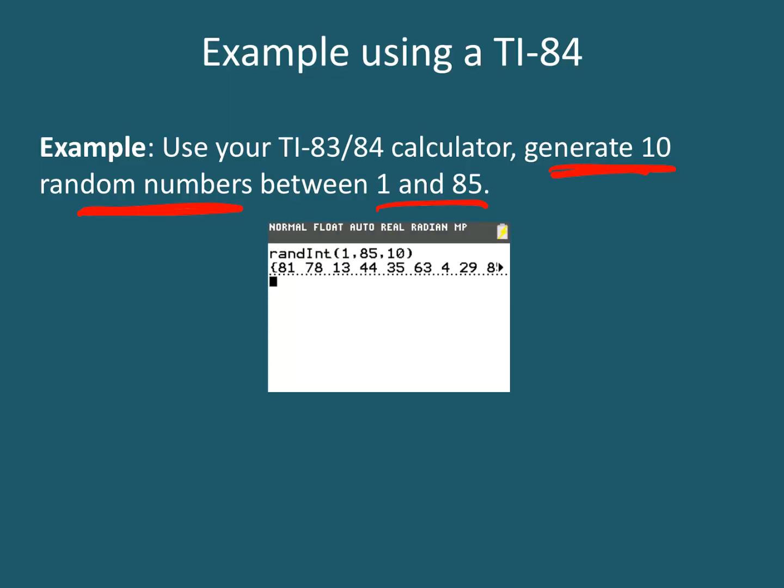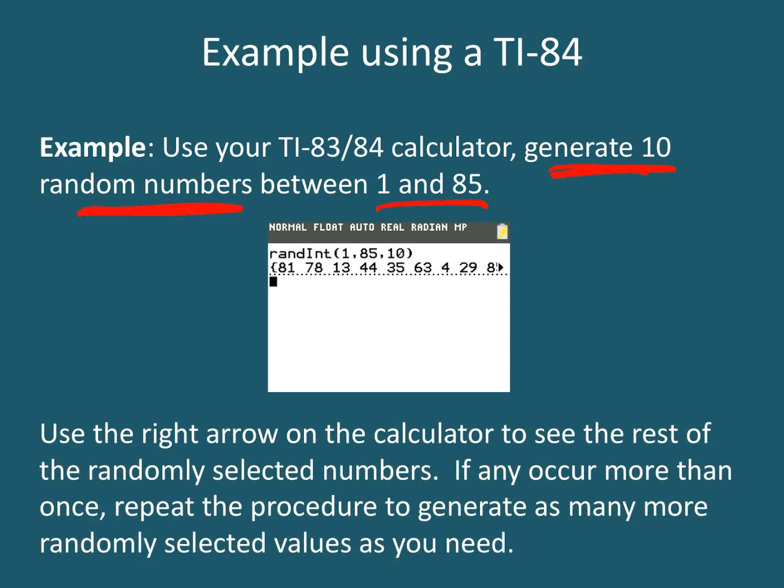Once again, our example is asking us to find 10 numbers between 1 and 85. And then we use the right arrow on the calculator to see if the rest of the randomly selected numbers, if any, occur more than once. Repeat the procedure to generate as many more randomly selected values as you need. So one of the problems with the randomly selected integers on this particular calculator is that sometimes your numbers do repeat. And in some situations, you don't want them to repeat.